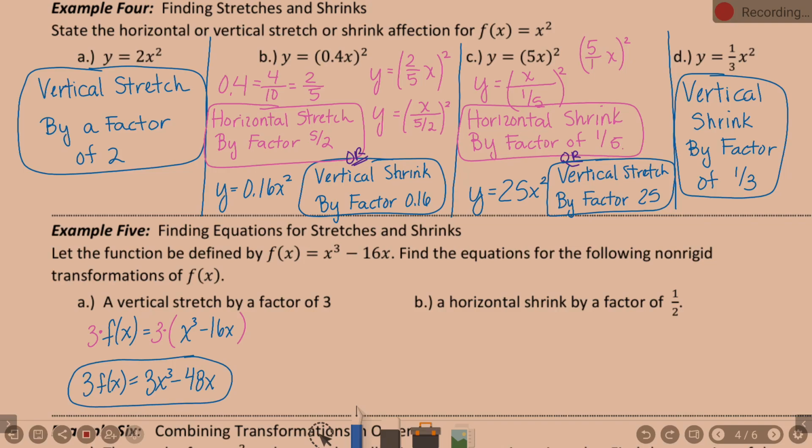Now, on part B, we got to talk horizontal. So a horizontal shrink by a factor of 1/2. Well, what's it show for horizontal on the front side of our notes there? Fraction. Right, it's a fraction. The f of x over c. If it's a horizontal shrink by a factor of 1/2, then I'm going to think of this as f of x divided by 1/2.